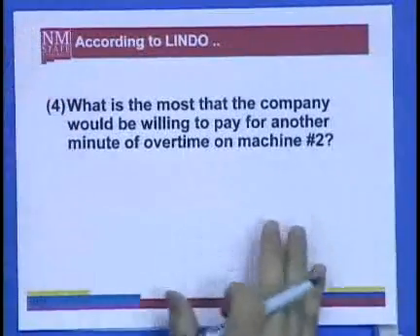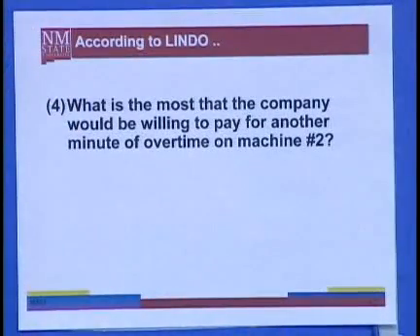Okay, then what about question number 4? What is the most that the company would be willing to pay for another minute of overtime on machine number 2? Again, this question tests if you do understand the dual price correctly. Okay?